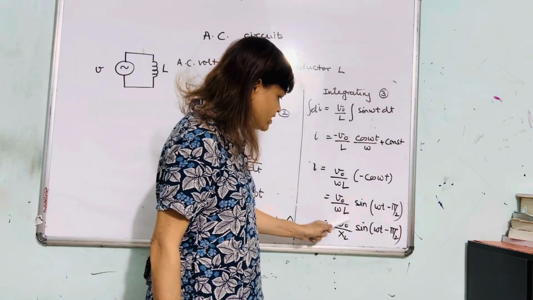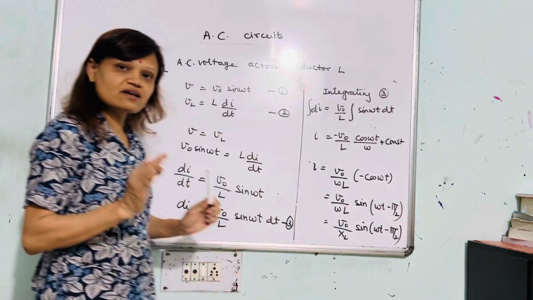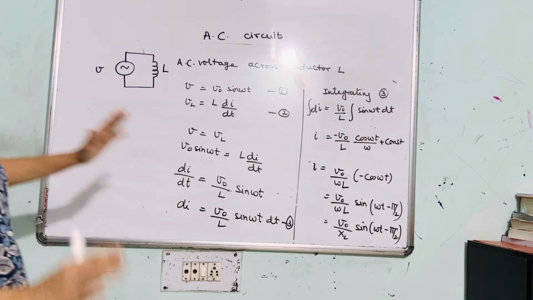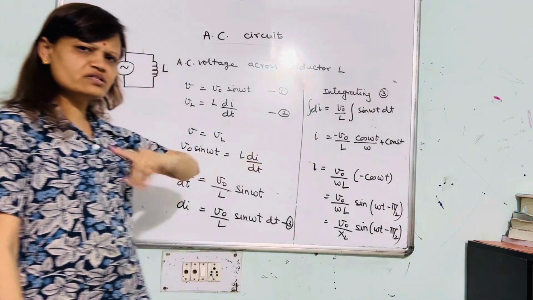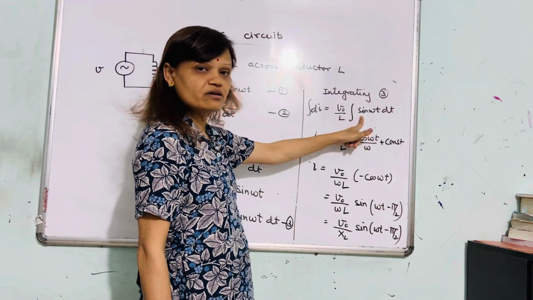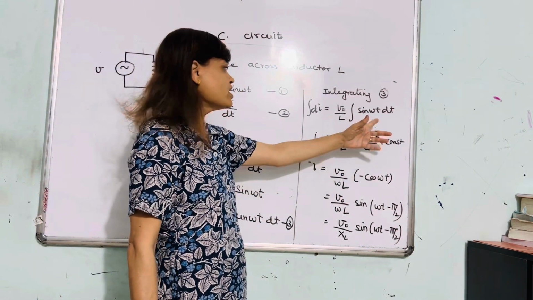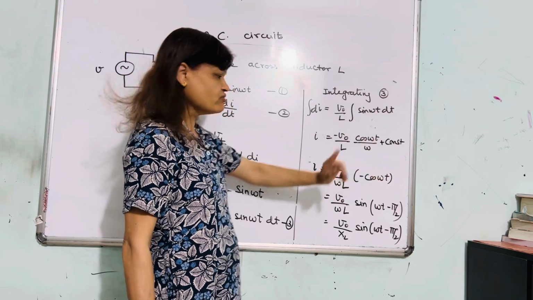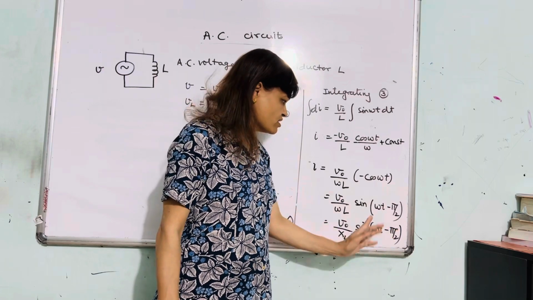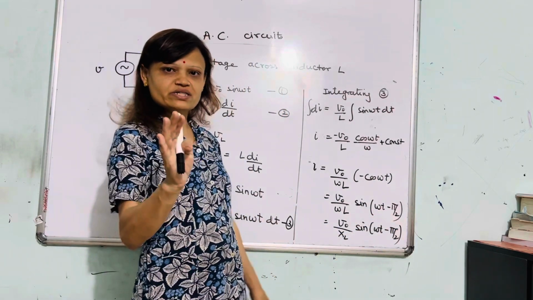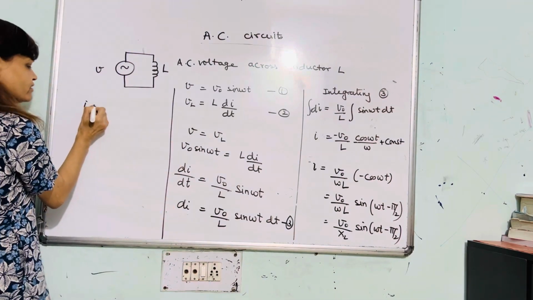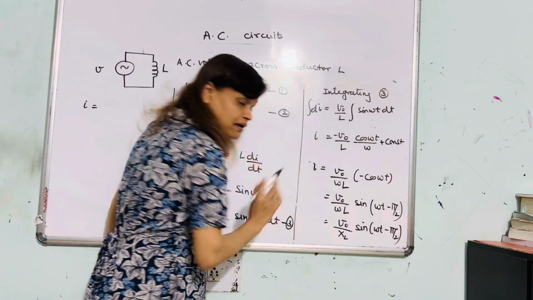Now we are going to write the term before the sine as I naught. Just have a look, if you have a doubt about the integration: the integration of sine is minus cos, and we divide by the coefficient, so divided by omega, and then using trigonometry, minus cos omega t is sine of omega t minus pi by 2. Right? Now what is this omega L?